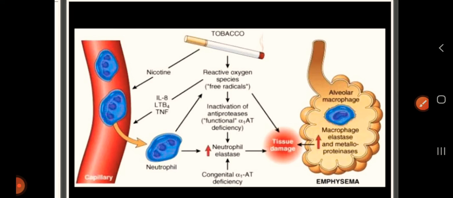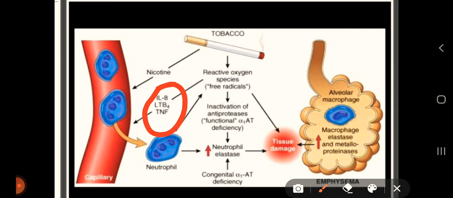As the person smokes for a long period of time, alveolar cells and macrophage cells start secreting cytokines: interleukin 8, leukotriene B4, and TNF, tumor necrosis factor. They have the greatest role in the development of emphysema because they give the chemotactic stimulus, which results in the influx of neutrophils. It will develop a pro-inflammatory state, as well as release growth factors, which result in structural changes.